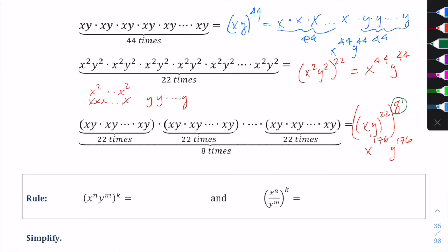Hopefully you kind of recognize that this 8 is kind of distributing to this exponent in here. We were multiplying that, but then it applied to both things inside, just like this 44 applied to both the x and the y. Whoa, it's like distributive property for exponents. So much fun. Get excited.